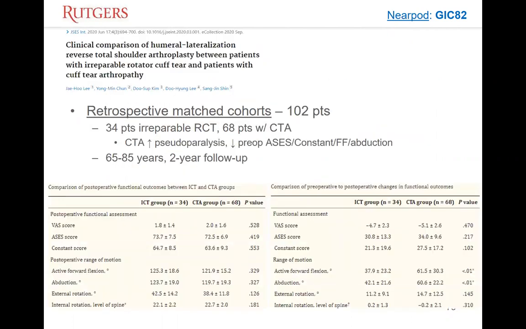In recent years, a lateralized design of the components has been used more often in an attempt to reduce scapular notching. This group retrospectively analyzed 2 matched cohorts who underwent reverse total shoulder with this implant.